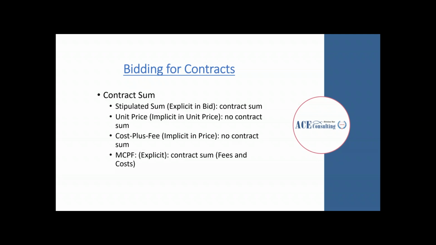A cost plus fee contract is implicit in price. There's not necessarily a contract sum that is arrived at when the bid is procured, but there is an understanding of about where that end price would be. And a max cost plus fee is explicit of a not-to-exceed value.